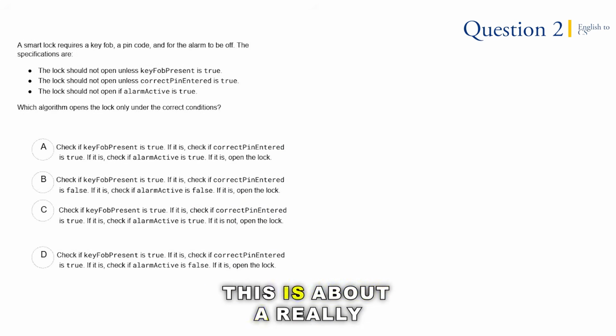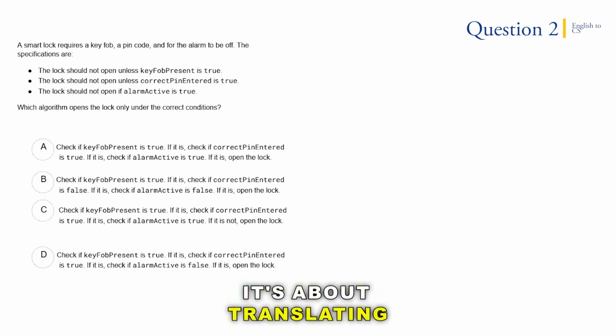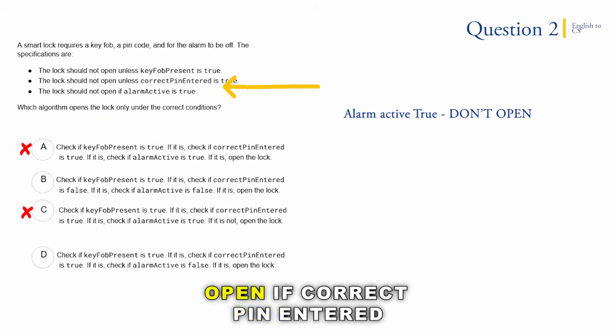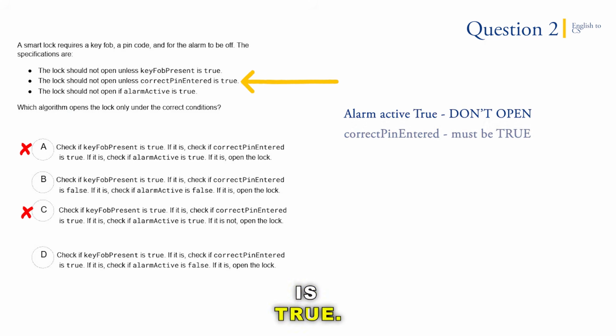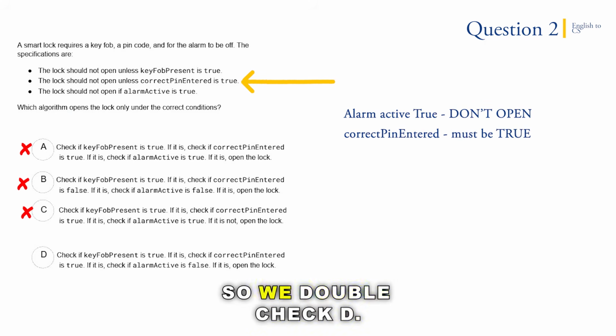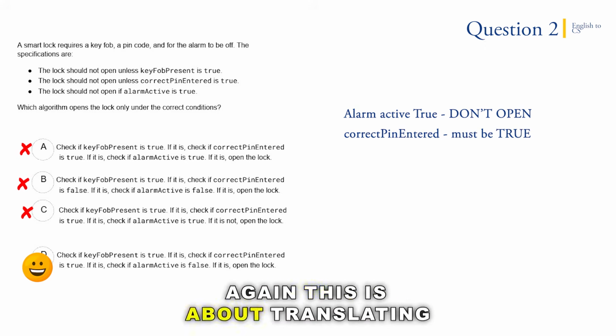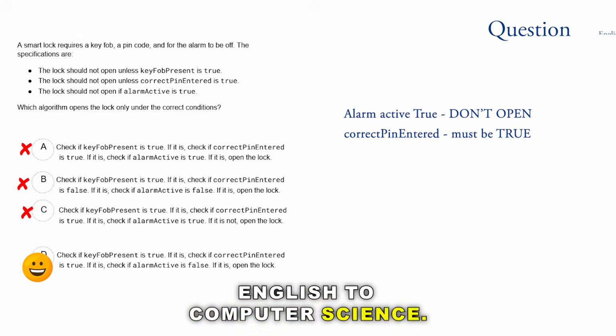Question 2. This is about a really common thing you'll see. It's about translating English to computer science. We're working the problem out. We only want to open if alarm active is true. So that eliminates A and C. We also only want to open if correct pin entered is true, and that eliminates C. So we double check D, it looks good, so there's your answer. Again, this is about translating English to computer science.